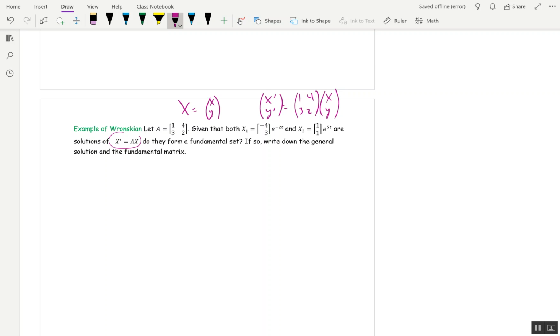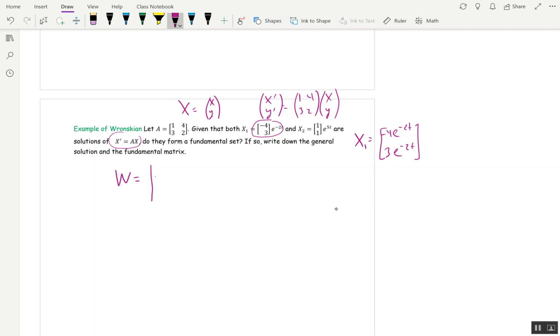So again, we're given these solutions. In the next section, we'll actually be able to find these solutions. In order to put x1 and x2 in as columns to find the Wronskian, we need to write them as column vectors. So we need to distribute the e. So x1 is actually negative 4 e to the negative 2t, 3 e to the negative 2t. Because if we leave it like this, there's no way to put it into a matrix.